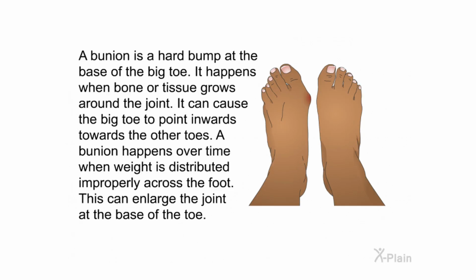A bunion is a hard bump at the base of the big toe. It happens when bone or tissue grows around the joint. It can cause the big toe to point inwards towards the other toes. A bunion happens over time when weight is distributed improperly across the foot. This can enlarge the joint at the base of the toe.